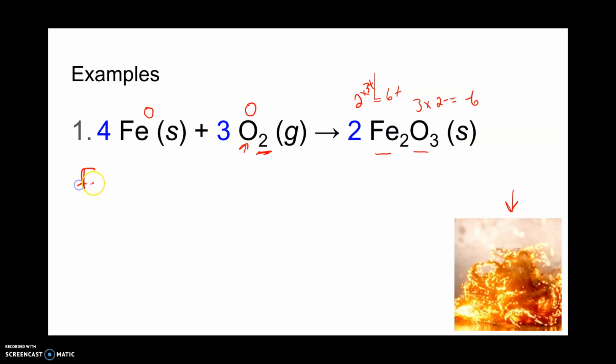So iron has gone from 0 to 3+. Oxygen has gone from 0 to 2-. Oxygen has been reduced. Its charge has gone down, and it has gained electrons. The iron has been oxidized. Its charge has gone up.